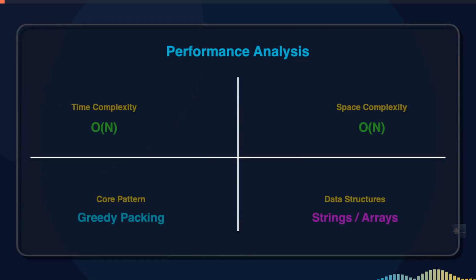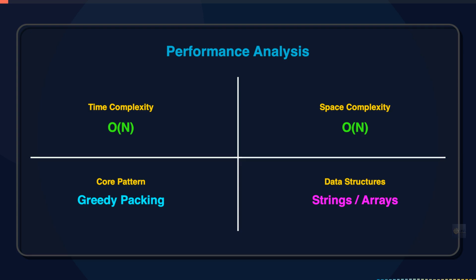Looking at the complexity, the time complexity is O(n), where n is the total number of characters. We only pass through the words once. The space complexity is also O(n), as we build the final list of strings. And that is text justification mastered.